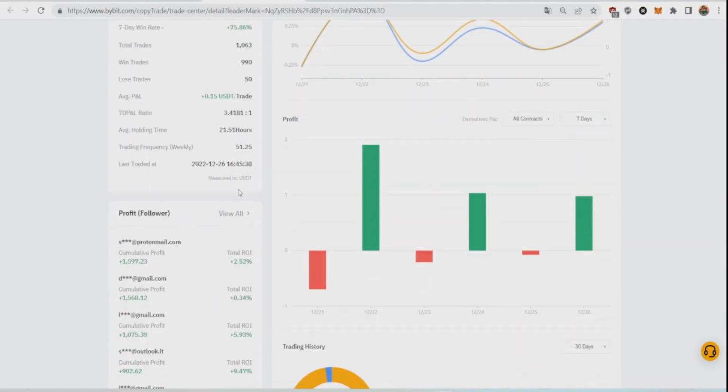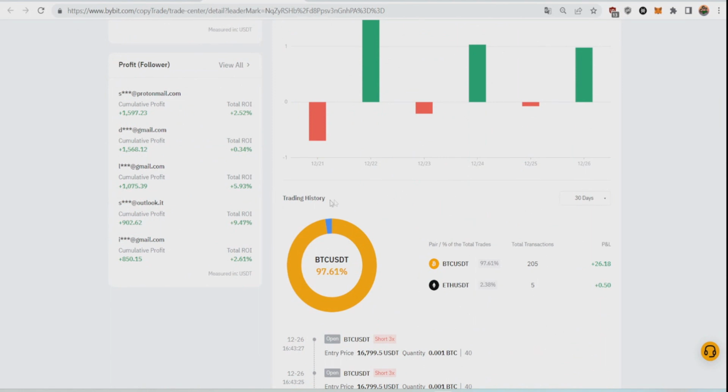Then the next thing that is really important is you scroll down and you do trading history, last 30 days, and make sure that his last 30 days has at least 200 plus trades. Even this guy has been at like top 400-500. So this is really important, because if they don't do many trades, you won't make any profit, guys.